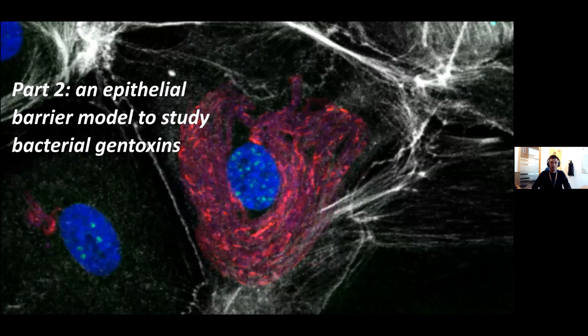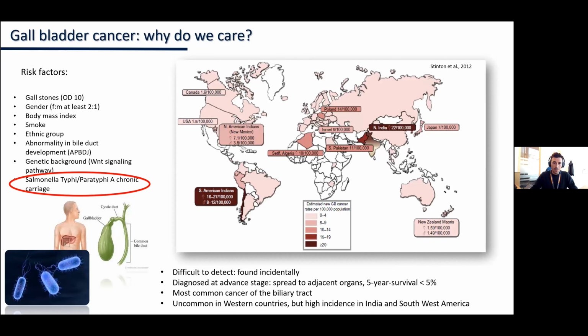In the second part of this talk, I would like to talk about another bacterial infection which is associated with cancer, that is typhoidal Salmonella, and specifically Salmonella Typhi and Paratyphi A. This is quite an exotic disease, but also very interesting from our point of view, because typhoidal Salmonella, very specific strains of Salmonella which express the typhoid toxin, are endemic in the northern part of India and in Chile.